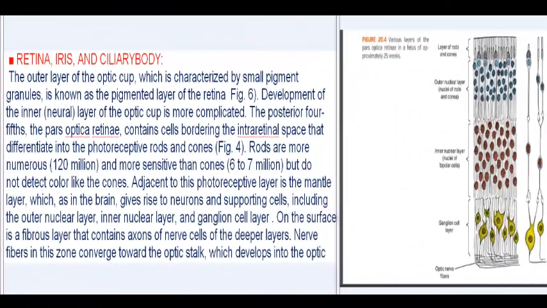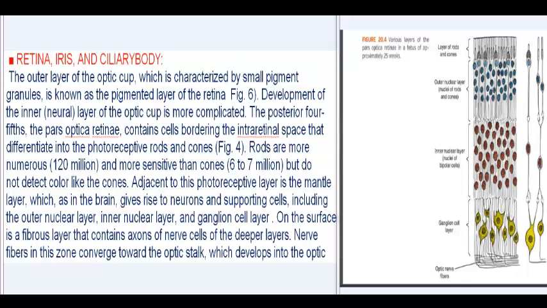Retina, iris, and ciliary body. The outer layer of the optic cup, which is characterized by small pigment granules, is known as the pigmented layer of the retina, Fig. 6. Development of the inner, neural, layer of the optic cup is more complicated.